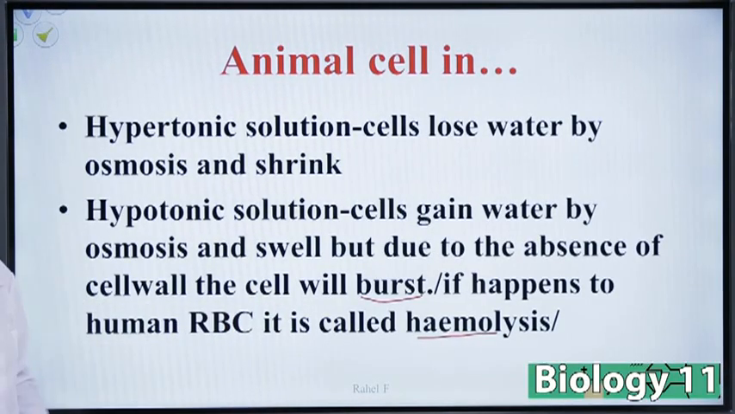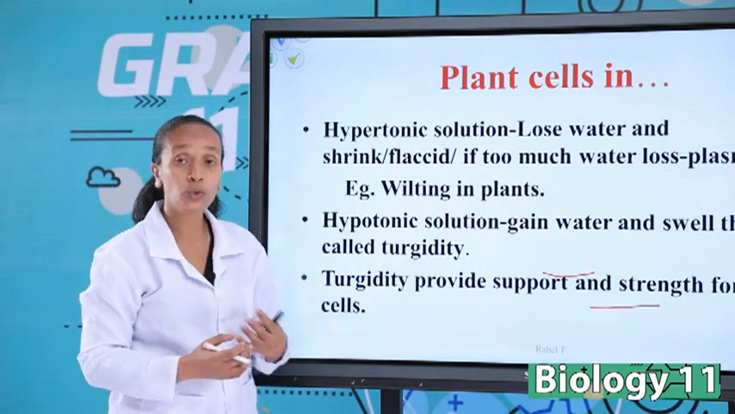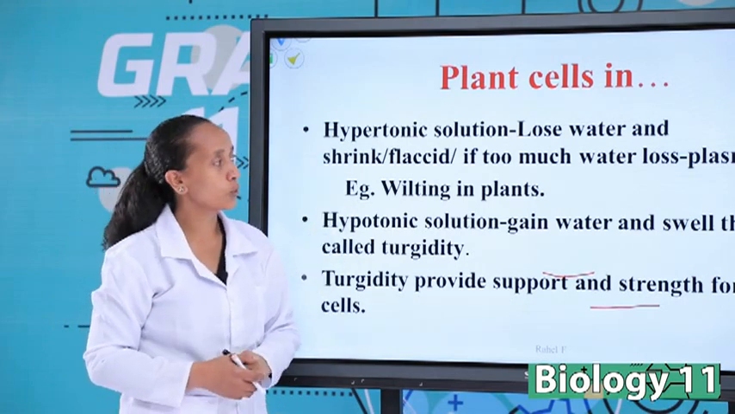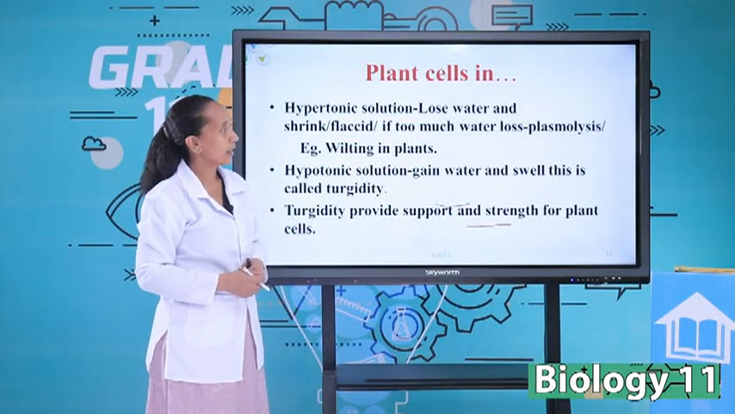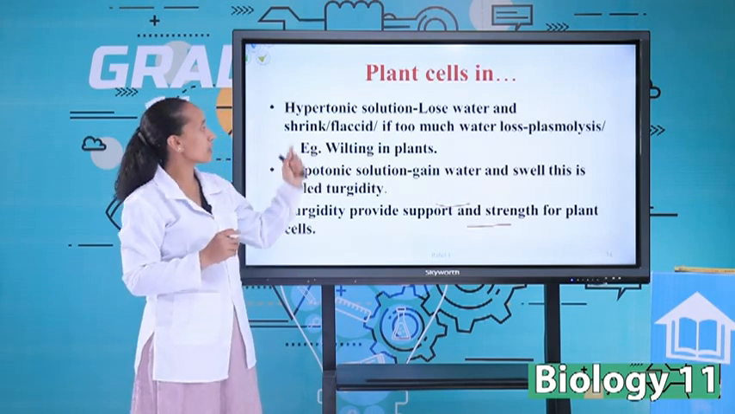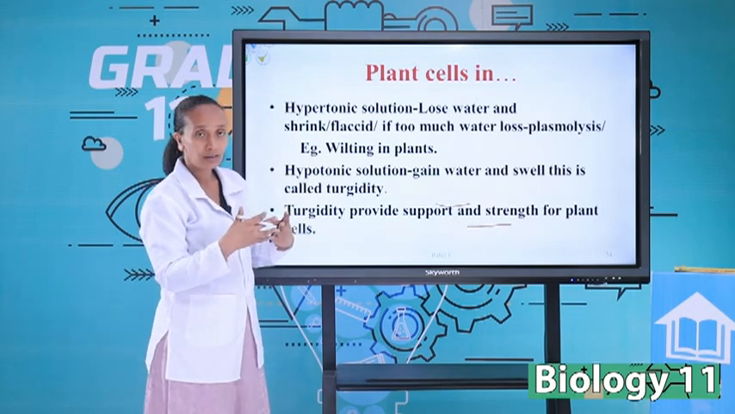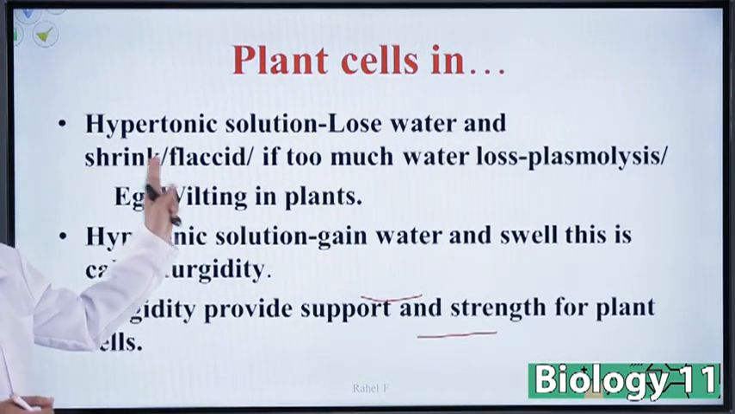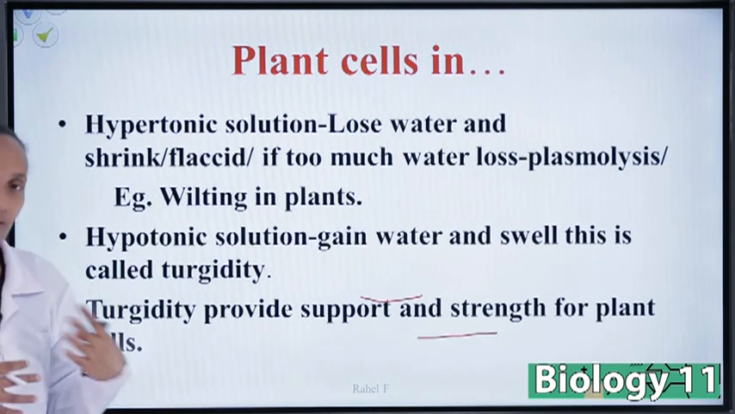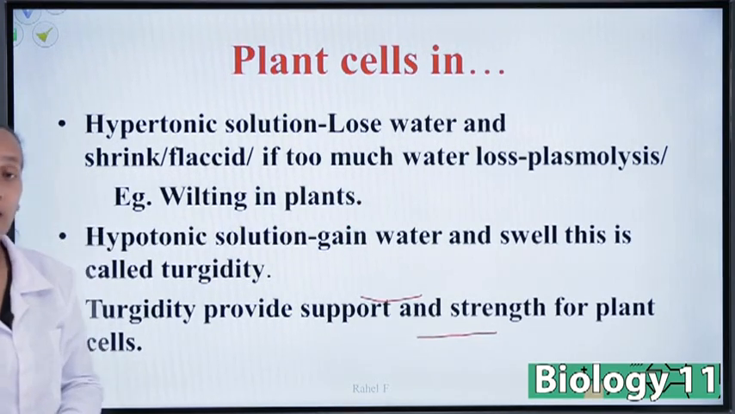It is unique for human red blood cells. Again, in case of plant cells, if you put plant cells under hypertonic solution like that of animal cells, plant cells also lose water and they will shrink, but shrinkage in case of plant cells can be of different types. If the cell loses water simply due to loss of water and shrinks, we call it flaccid. But excessive loss leads to a process known as plasmolysis.